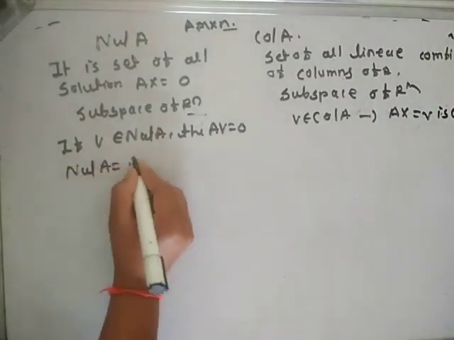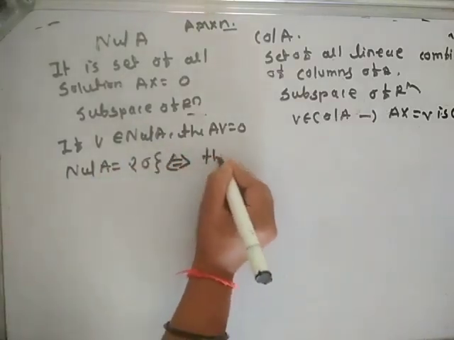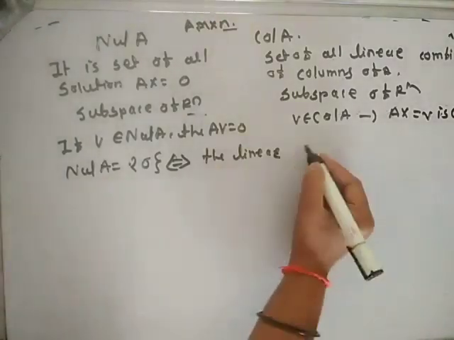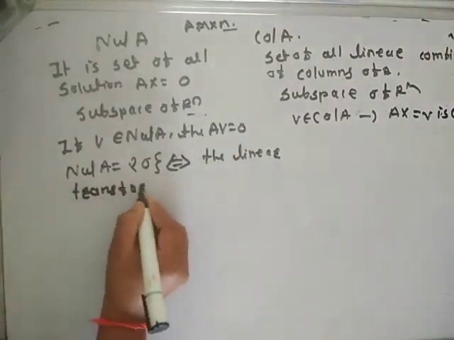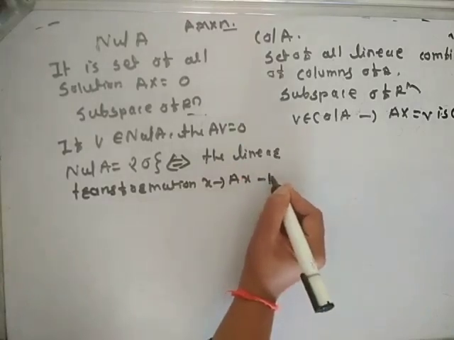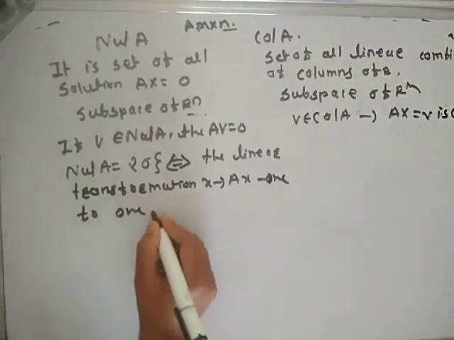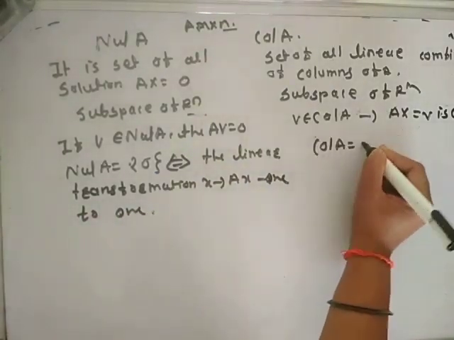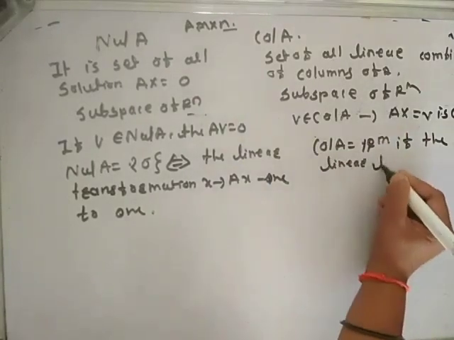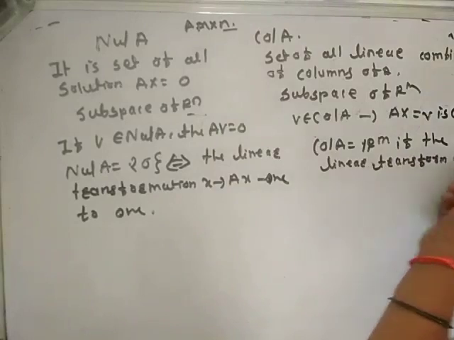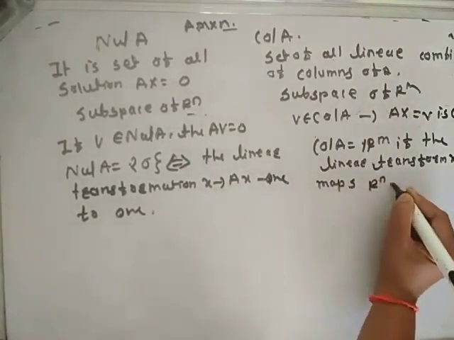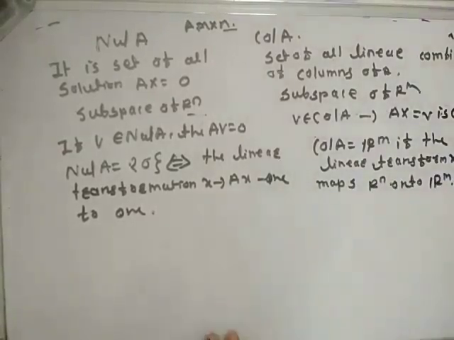Null space of A is equal to the singleton 0 if and only if the linear transformation x to Ax is one-to-one, and column space of A is equal to Rm if the linear transformation x to Ax maps Rn onto Rm.